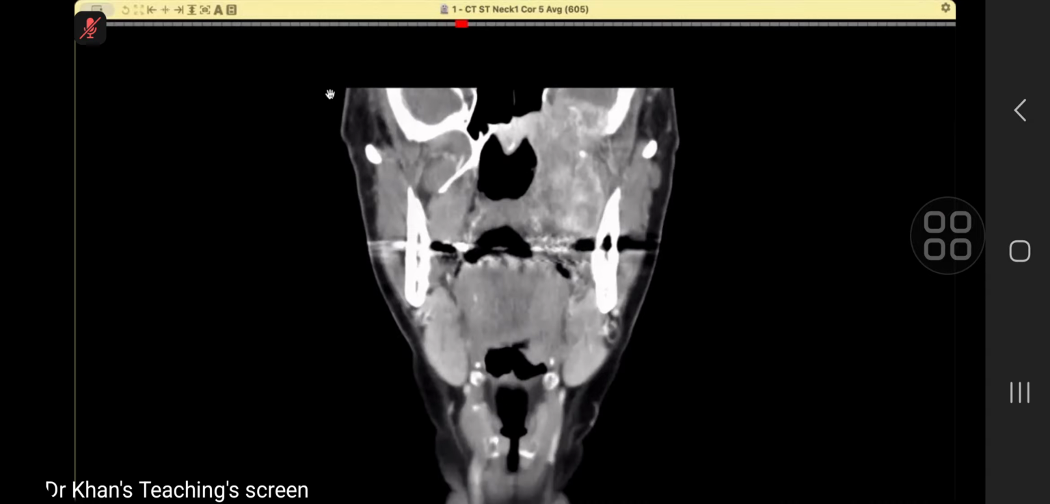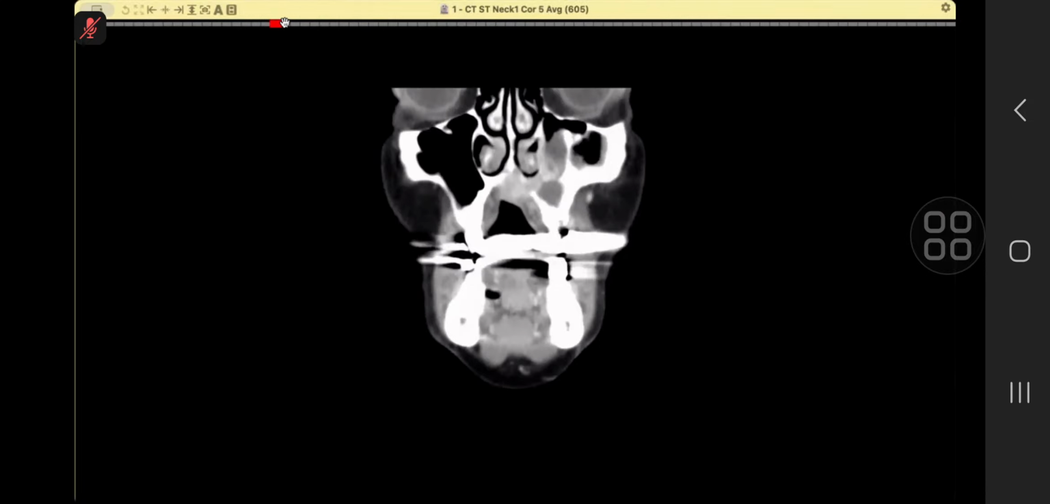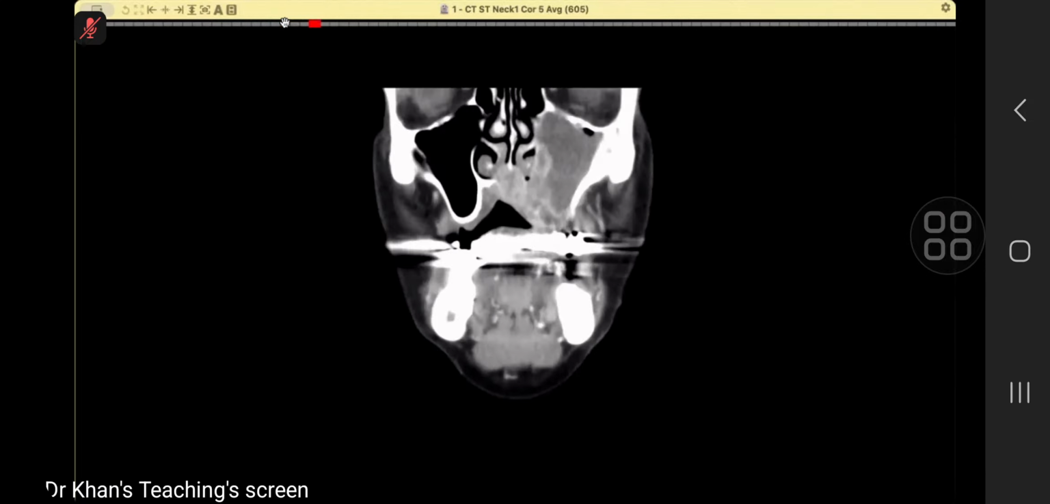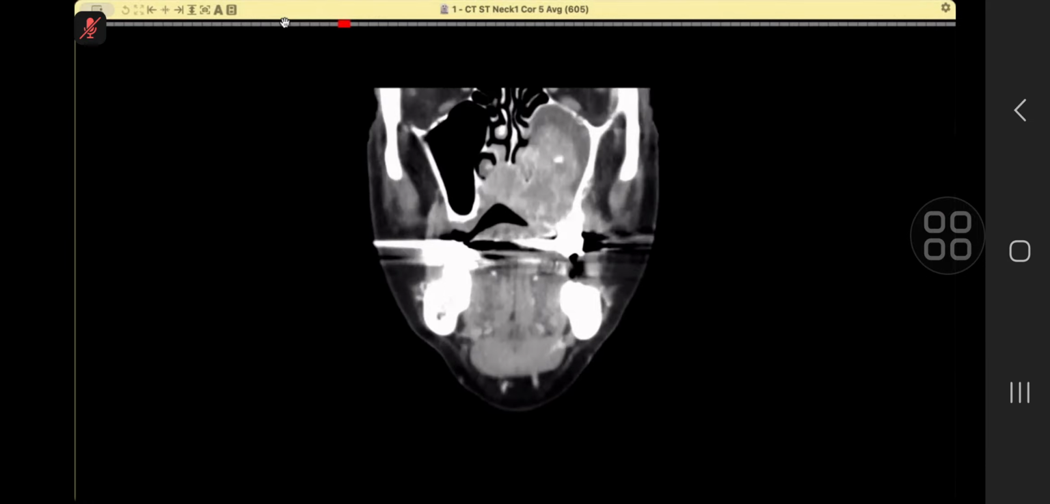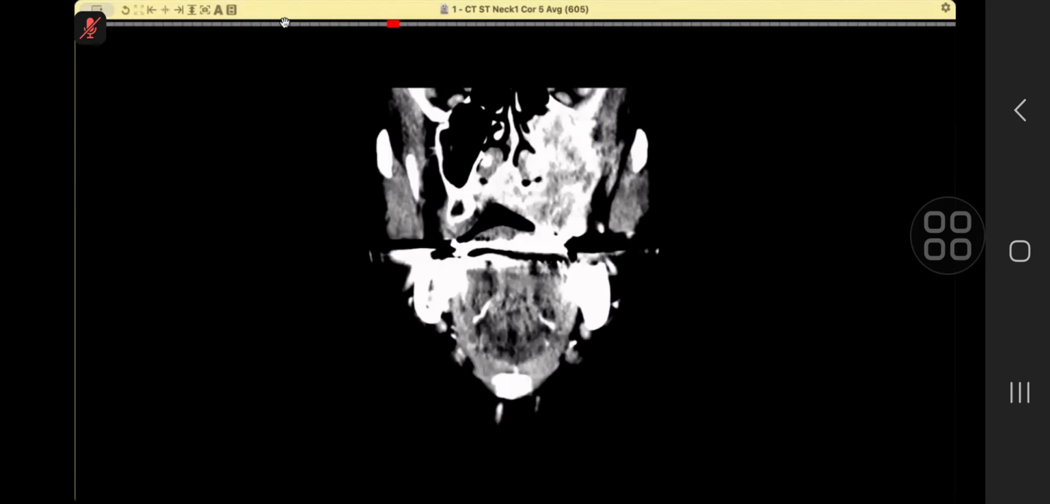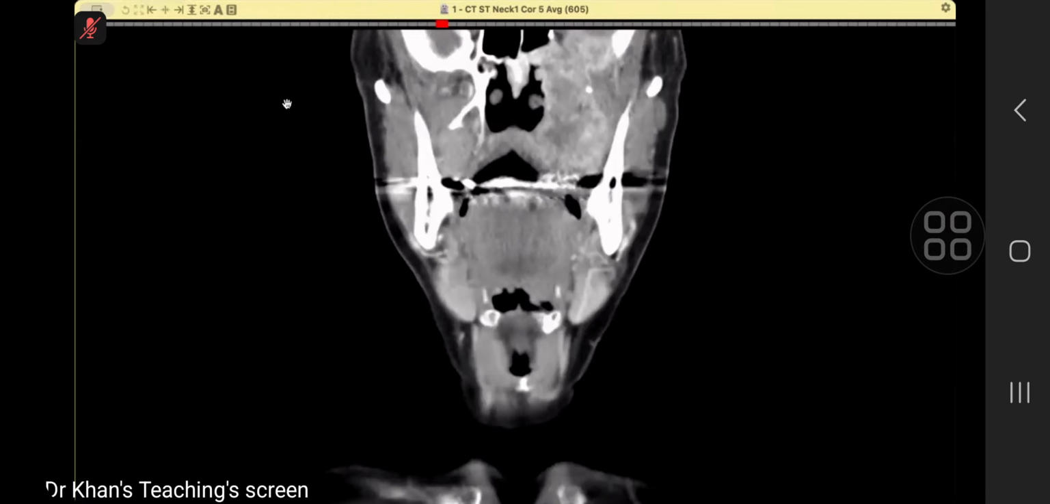So now I am again scrolling through the images. So there is erosion of the hard palate, and anterior nasal cavities are normal. Okay, what is your conclusion?